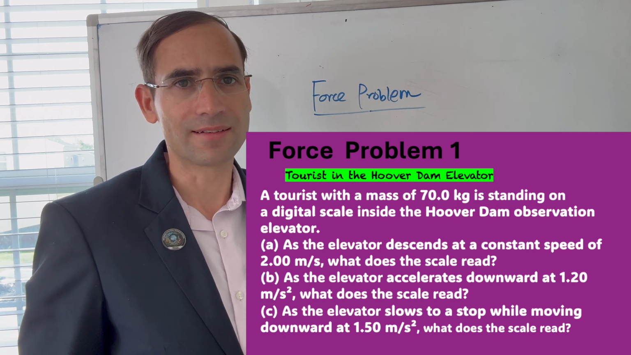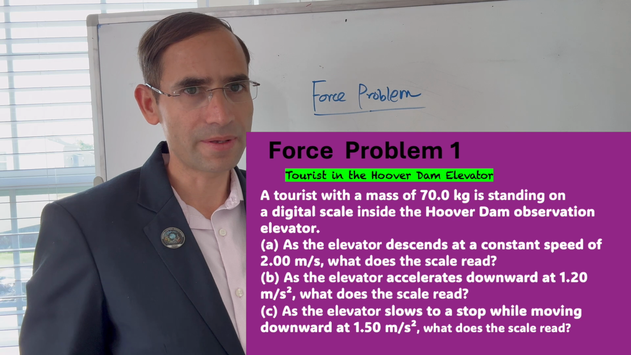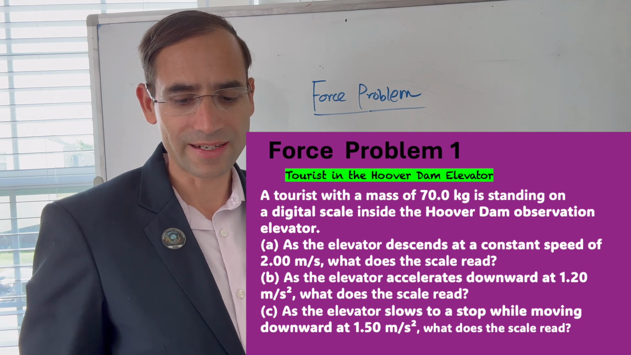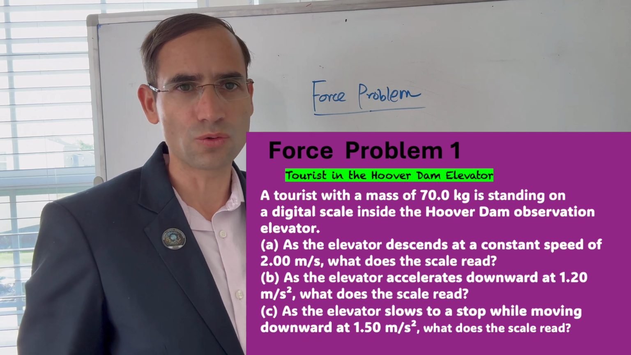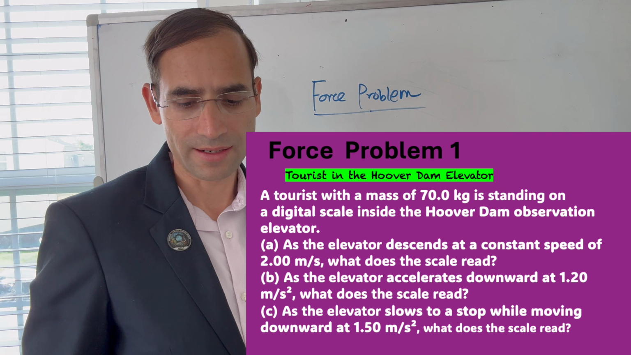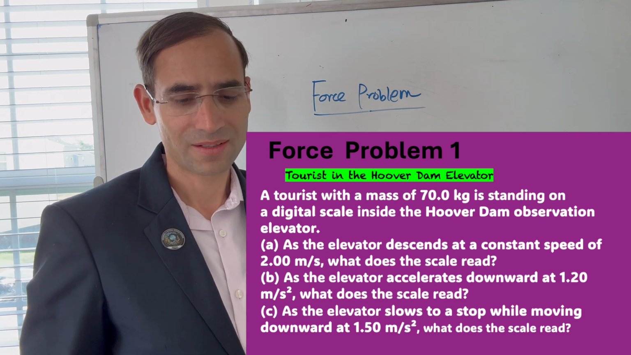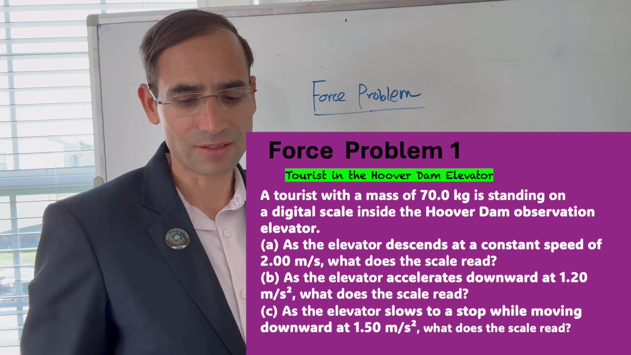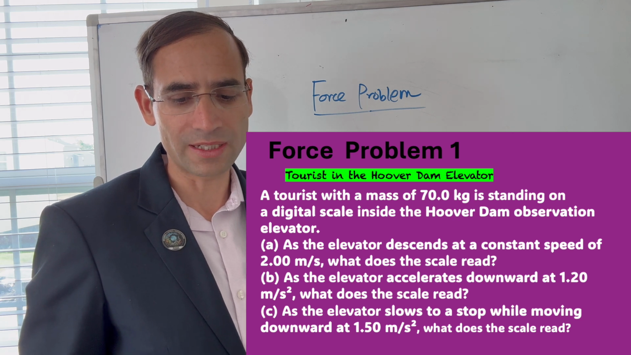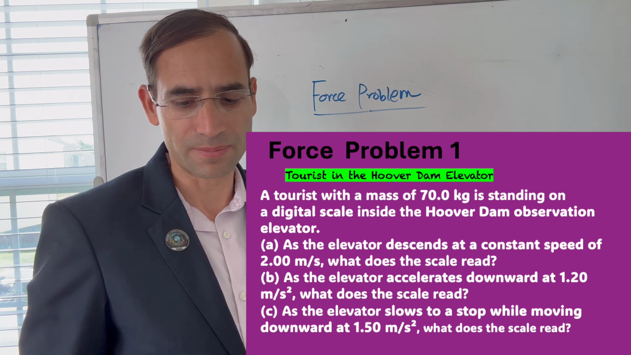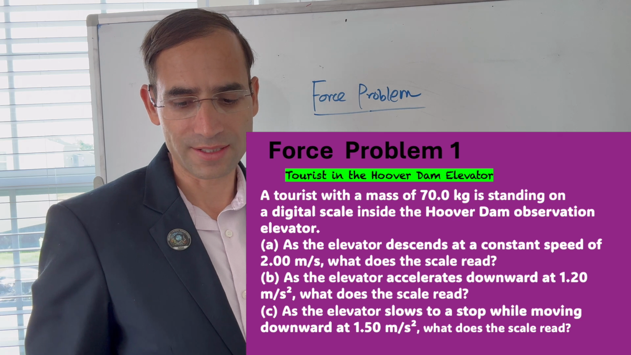What does the scale read? Number B, the elevator accelerates downward at 1.2 meters per second squared. What does the scale read? Number C, the elevator slows to a stop while moving downward at 1.5 meters per second squared. What does the scale read?